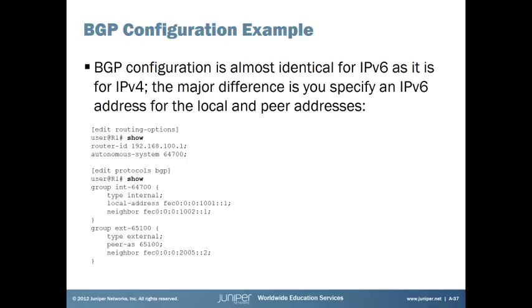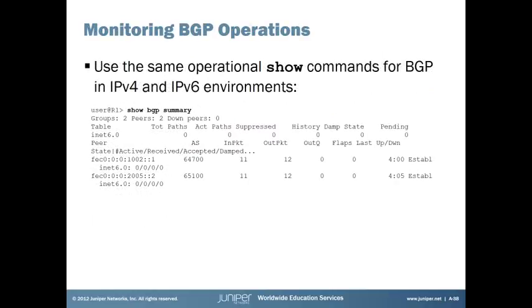BGP configuration, almost identical for IPv6 as it is for IPv4. The major difference is you specify an IPv6 address for the local and peer addresses. So it's the only difference. There's our local address, our neighbor address, which is our peer address for our internal group. Otherwise, it's the same. Router ID, you'll notice, has got a dotted decimal address. Same for operational commands, exactly the same. Show bgp summary, and we'll see the addresses there.